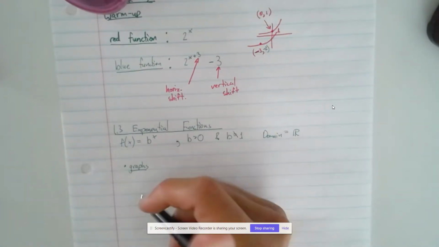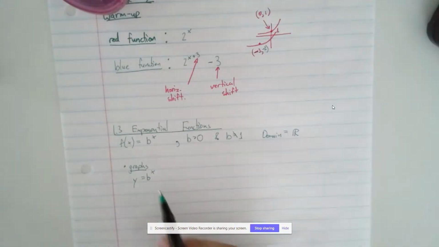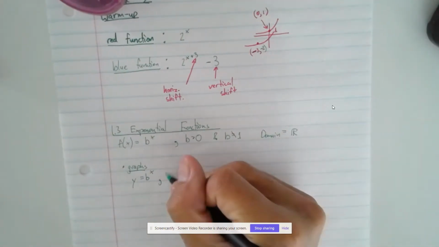So some general forms here. Again, if your graph was y equals b to the x, and your b was greater than 1.